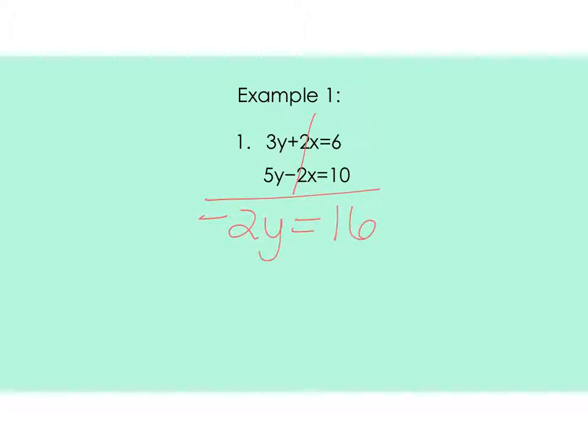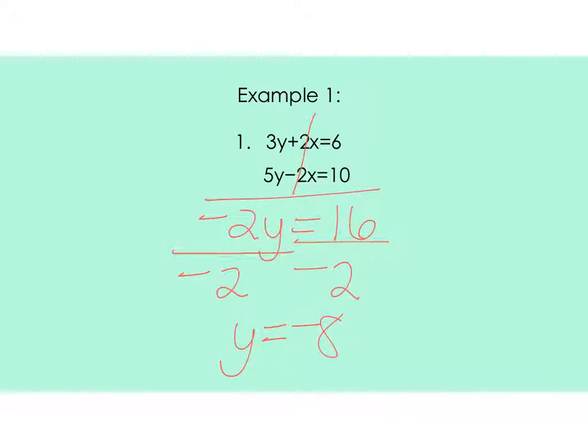And now all you do is just solve it like a regular equation. So divide by negative 2, and your y equals negative 8. So now that you've gotten rid of your x variable and found the value of the y variable, you have to choose an equation and plug the y variable back into it to find the value of the x variable.